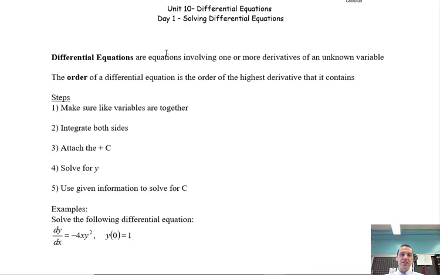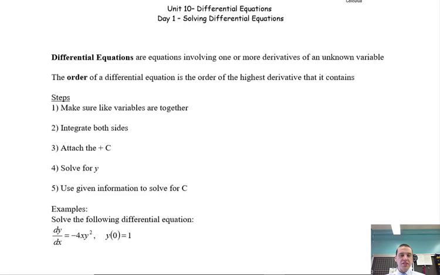We're going to look at solving differential equations. You've already done this in one of your weekly questions, so it should not be completely new to you, but let's look at what we're doing. Differential equations involve one or more derivatives of an unknown variable, and the order is the highest derivative that it contains.